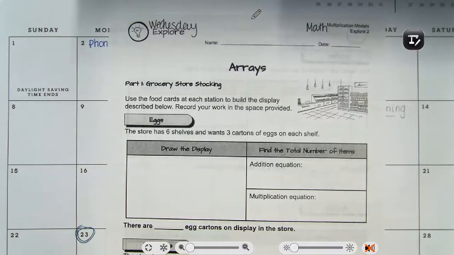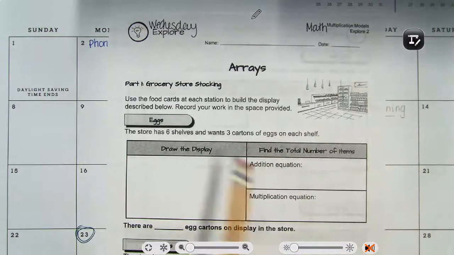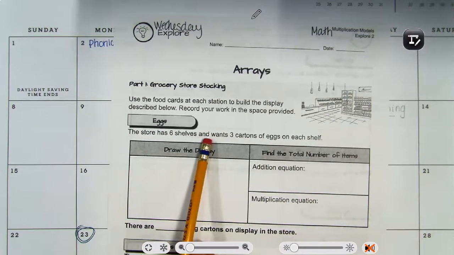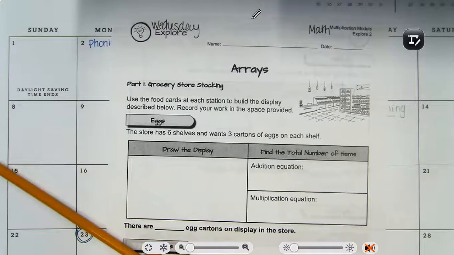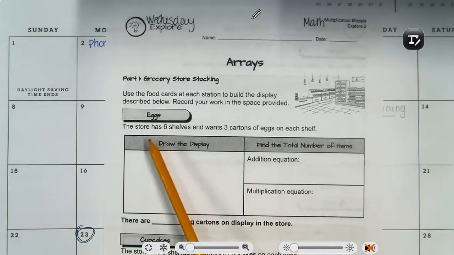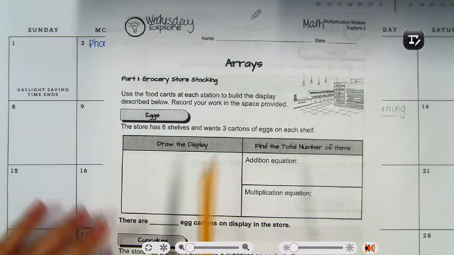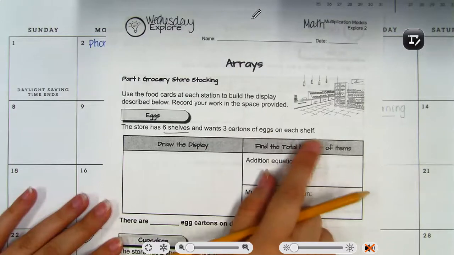Okay, guys, now that we talked about what arrays are, let's work some problems to draw what an array is. We're going to look at what it's asking us to do. We're going to be in a grocery store, building displays, like when you go to the store and they have the shelves with the food on them. That's what we're going to be doing for our arrays. Let's read what it's asking us. It says the store has 6 shelves. It wants 3 cartons of eggs on each shelf.